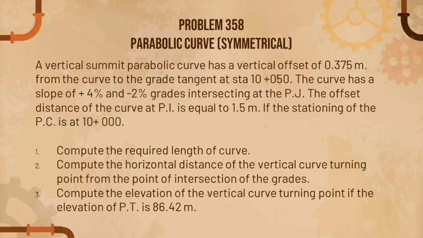Number 2, compute the horizontal distance of the vertical curve turning point from the point of intersection of the grades. Number 3, compute the elevation of the vertical curve turning point if the elevation of PT is 86.42 meters.